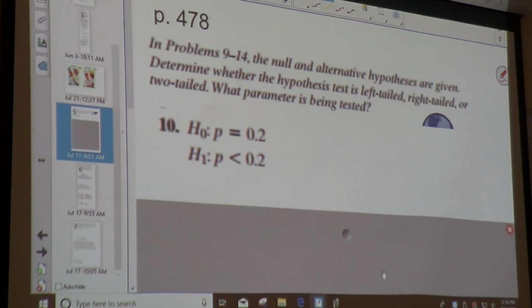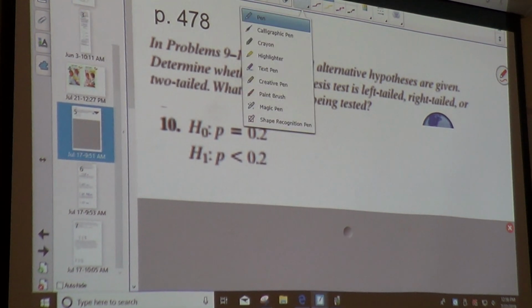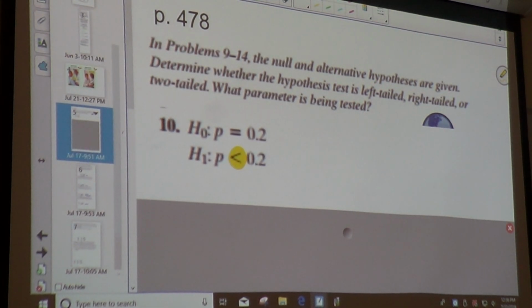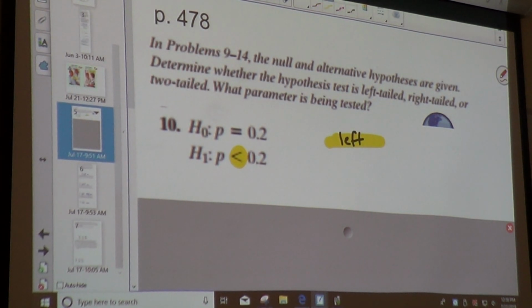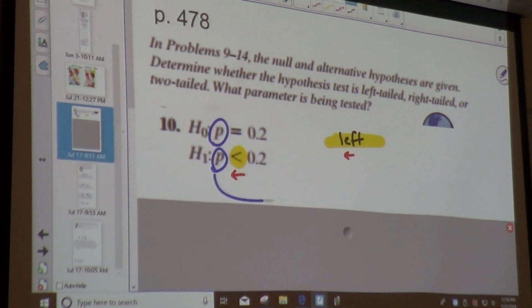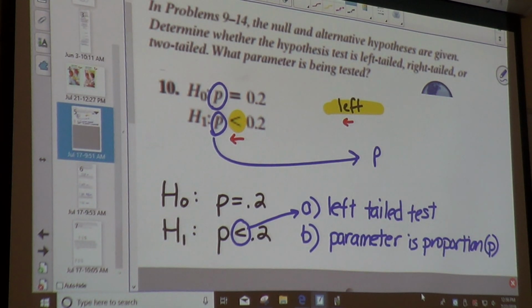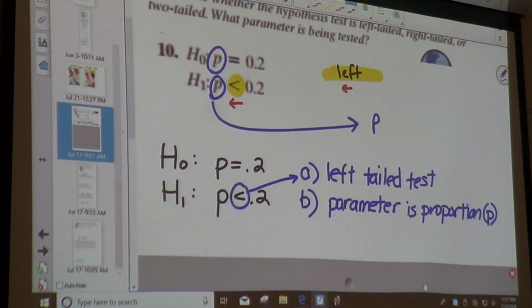So your H naught is always going to be equal. This is what tells what kind of test it is. Is this a left tail, right tail, or a two-tail? Left tail. This is going to be a left tail because it's pointing to the left. Now, it says what parameter is being tested. They just want you to know that the P is being tested. The P is what we're looking at. It's that easy, y'all. The parameter is what's being tested. And because it's less than, that's why it's a left tail test.